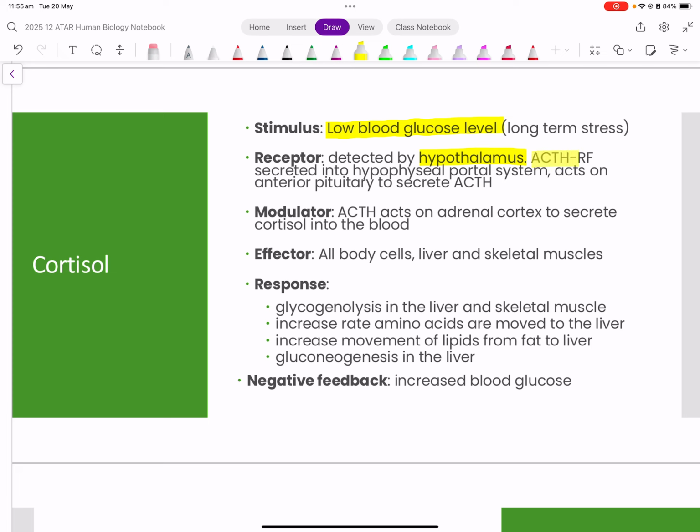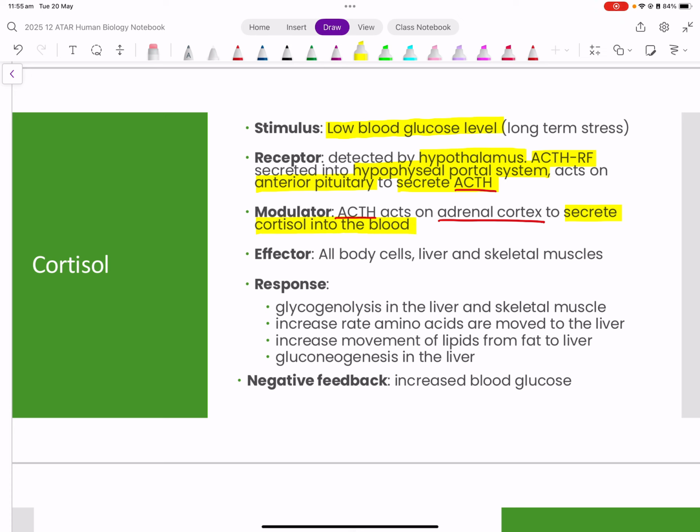And this ACTH-RF is released into the hypophyseal portal system, targeting the anterior pituitary to release adrenocorticotropic hormone, ACTH. ACTH is not cortisol, but what it does is ACTH travels through the blood and it acts on the adrenal cortex. And when it does, the adrenal cortex is triggered to release cortisol into the blood.